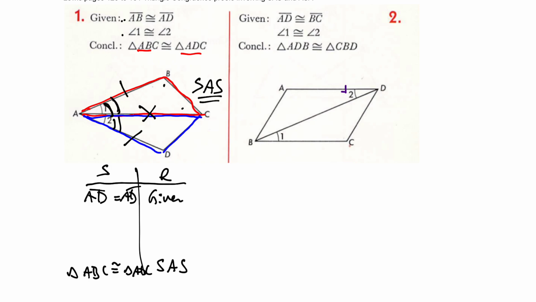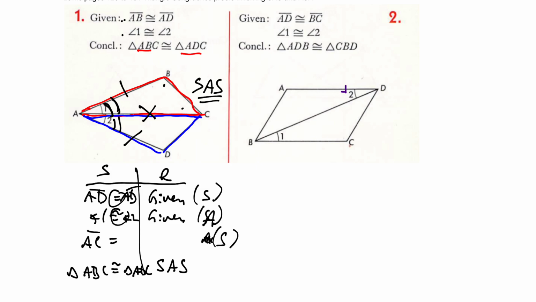That's given. I like to put a little S here to say that that's one of my sides of the three pieces. Angle 1 is congruent to angle 2. That was also given. That's a side. And this other one, we have to have three things in order to do the SAS. Oops, that one was an angle. Finally, AC is congruent to AC, reflexive. So this whole thing was 1, 2, 3, 4 steps, and that's the answer to number 1. Let's look at number 2.